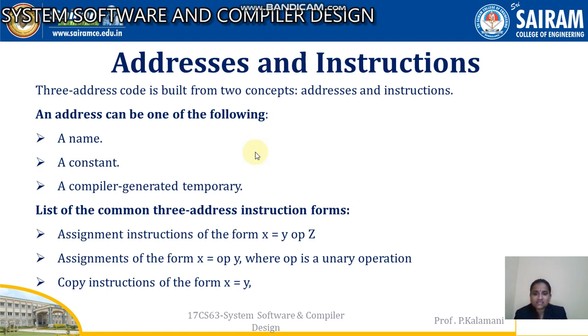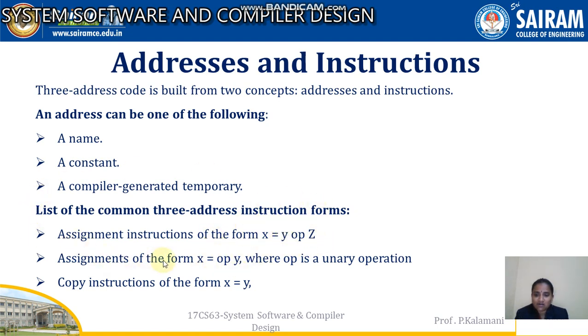Next we will see the list of common 3 address instruction forms. What are the different 3 address instruction forms? First one is assignment instructions. How it looks: x is equal to y plus z, that is x equal to y op z. The operator may be anything, a plus or minus or anything else. This is the assignment instruction format.